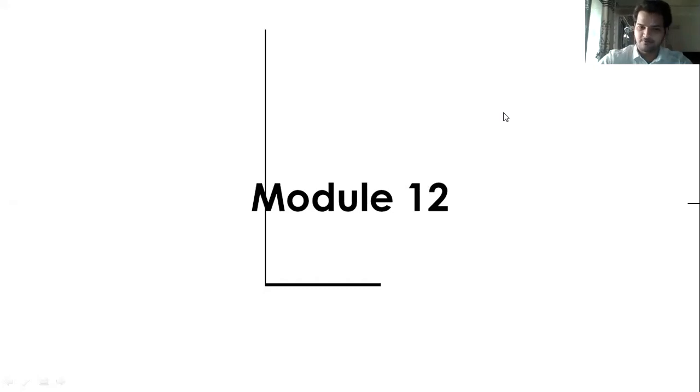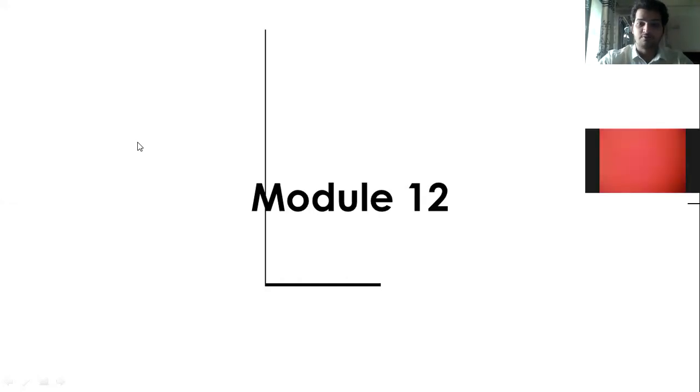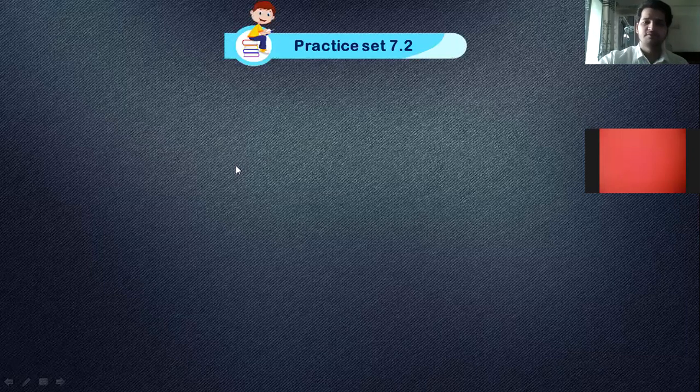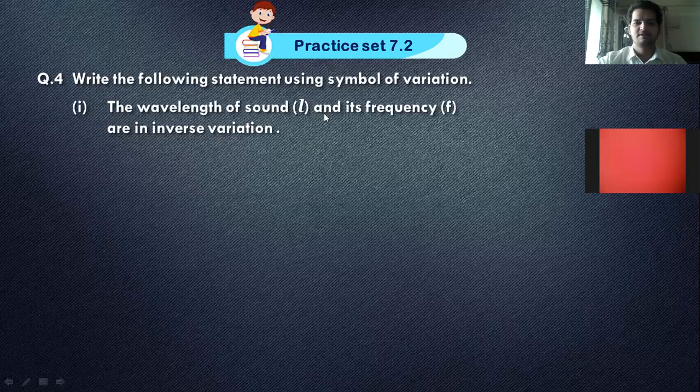So let us start now with module number 12. Today, the questions which we are going to solve are very, very important, so please stay focused. Same type of sums, only the thing is, we will be using few words to solve the problems. So we are on practice set number 7.2. Question number 4. Write the following statements using symbol of variation.